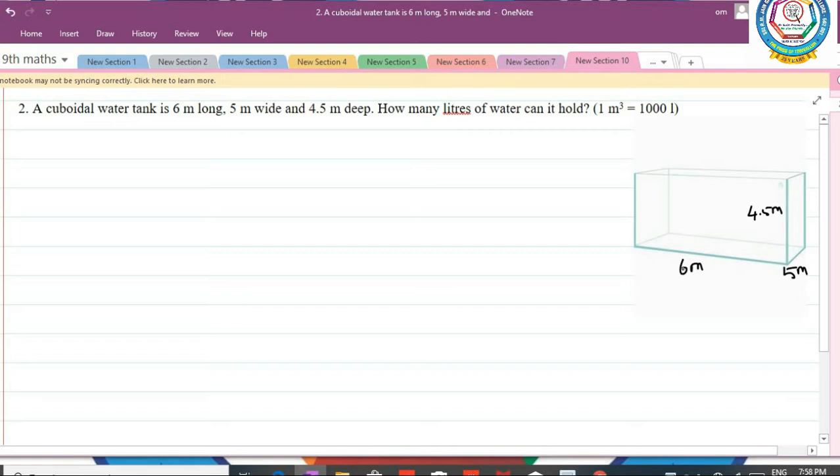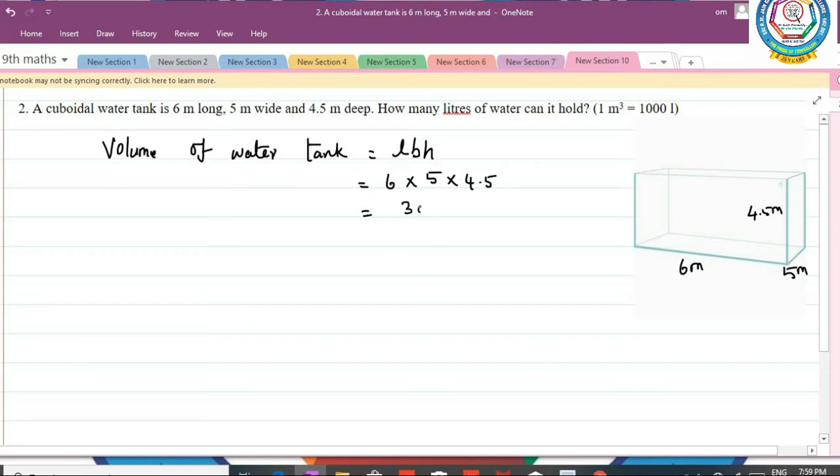First we have to find out the volume of this water tank. Volume of water tank equals, so it is a cuboid shape. What is the volume of a cuboid? Length into breadth into height. So L into B into H. That is equal to length 6 meter, then breadth is 5 meter, then height is 4.5 meter. We have to multiply this.